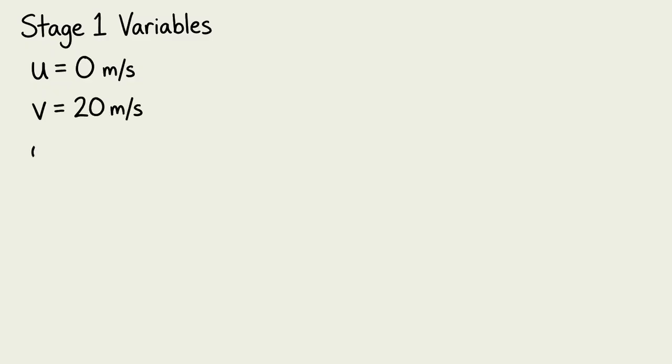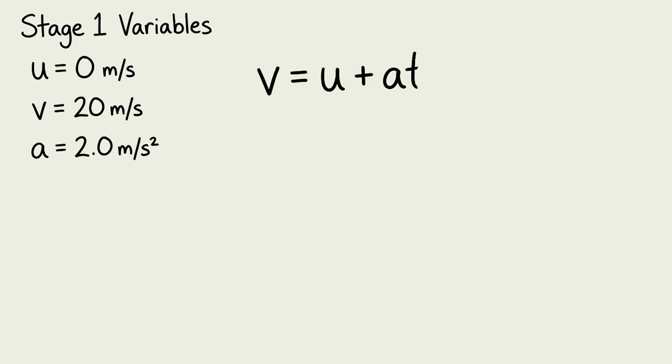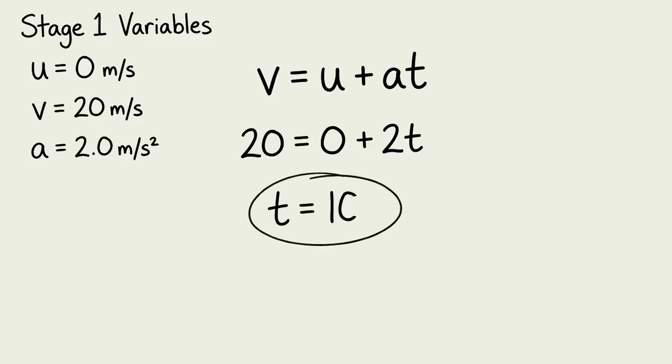We start with the first stage, where the vehicle accelerates from rest to 20 meters per second. Here, the initial velocity is 0, the final velocity is 20 meters per second, and the acceleration is 2.0 meters per second squared. To find the time for this stage, we use the equation v = u + at. Substituting the values, we get 20 = 0 + 2t. Solving for t gives t = 10 seconds, so it takes 10 seconds to speed up.